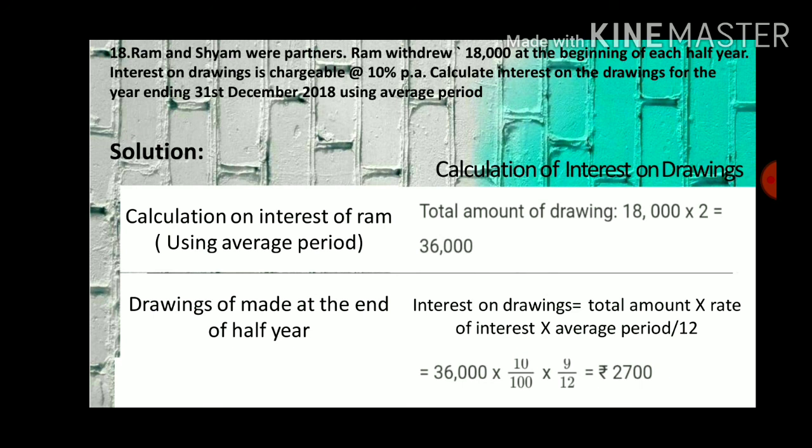So 36,000 into 10%, 10 by 100, into 9 by 12.